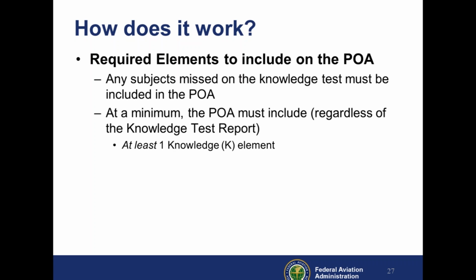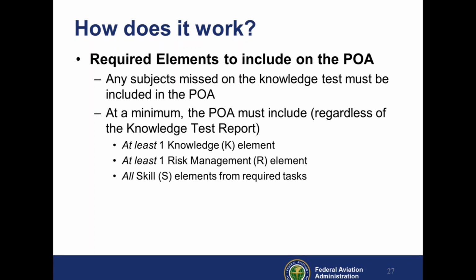The next rule is they have to address at least one risk management element. This is the second type of element, and they have to ask just one of those. Again, that's a minimum. They could do more, but one at a minimum. And then the last type of element is the skill element. The examiner is required to evaluate all of the skill elements. That one's a little different than the first two. The first two were one each. The last one is all skill elements must be evaluated during the check ride.